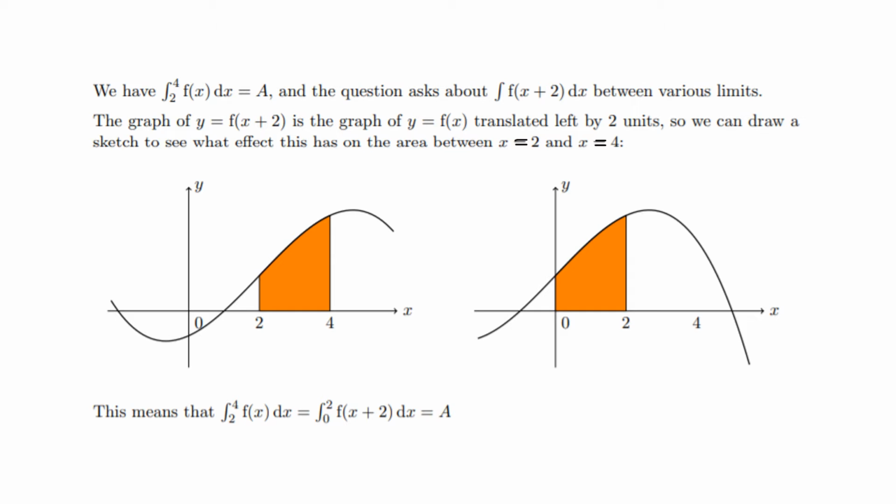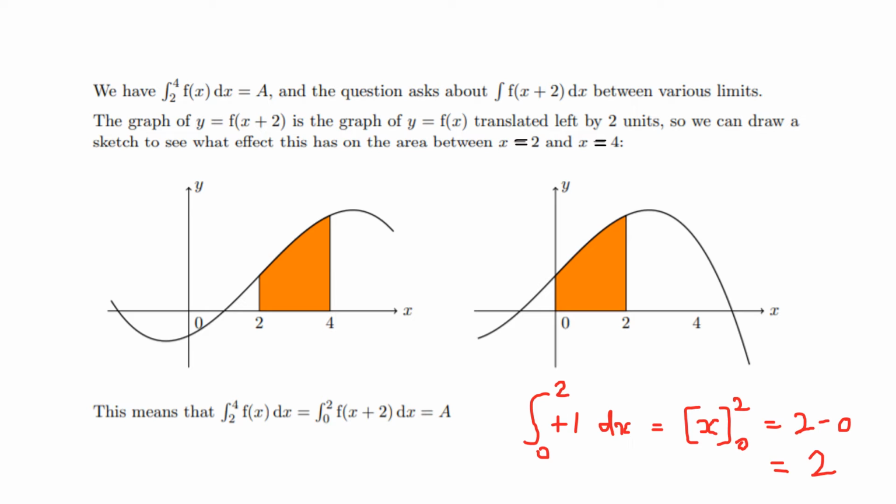Now, each one of the answers had an A in it. An A is the integral between 2 and 4 of f of x. We've got f of x plus 2, which is f of x translated left by 2 units. So here's the original area we want, and here it is transformed left by 2 units. So now you can see the integral between 0 and 2. So we certainly want an answer with the integral between 0 and 2 in it. That will give us the A.